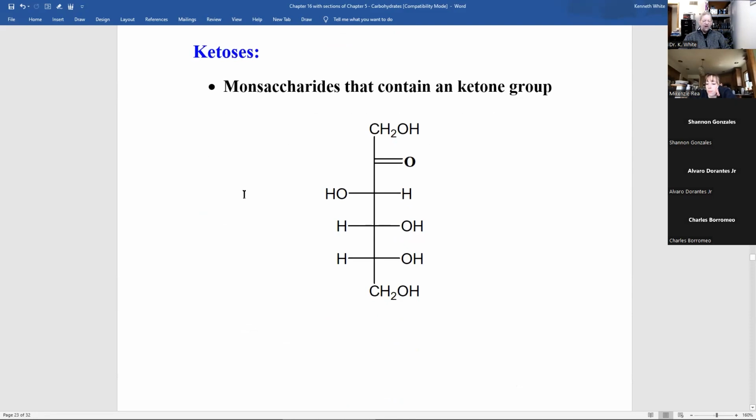Now, if you have a ketone, isn't it amazing, you know this stuff? You know what a ketone is? We played that fun game, circle and name the functional group, 2 points each for test 2. Here, you have a ketone, and this is called a ketose. Ketoses are monosaccharides that contain a ketone group. Now, how many of you have heard of ketosis? That's something diabetics have to be very careful about.